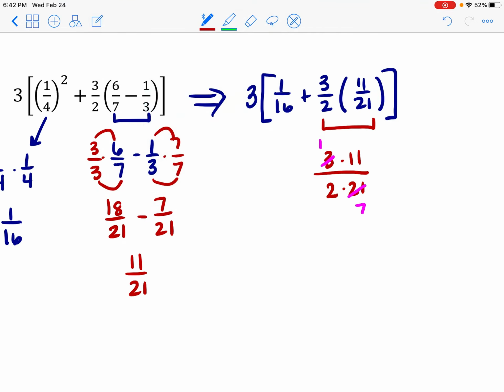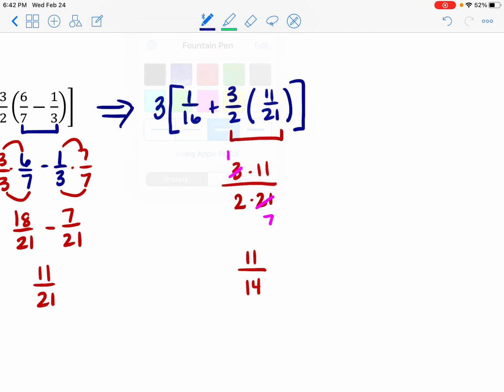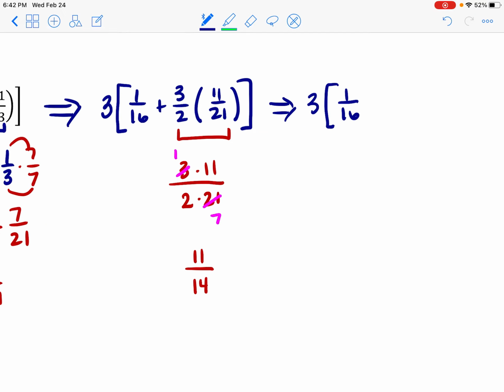So what we're looking at is 1 times 11, which is 11, and 2 times 7, which is 14 in the bottom. Okay? Let's keep going here. We've got now still a 3, still a bracket. Didn't do anything with the 1/16. We just multiplied those two fractions now to make an 11/14. So now I can add.